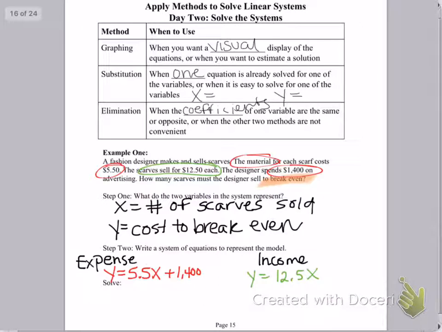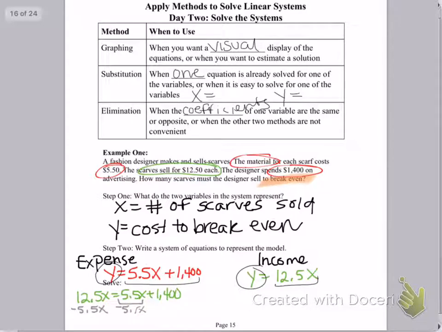Well, now we got to figure out how we're going to solve this. So the biggest thing I want you guys to see is that they are both y equals. So we know that these two expressions are equal to each other. So that's what we're going to do. We're going to set them equal to each other. So we're going to have 12.5x equals 5.5x plus 1,400. Well, we know we have to move over this 5.5x first.